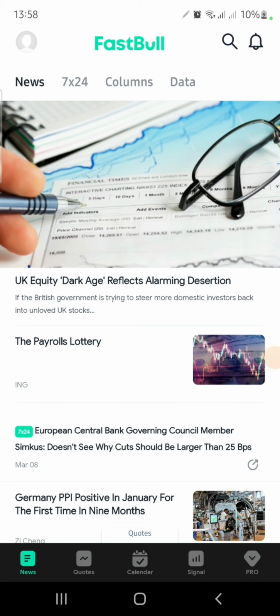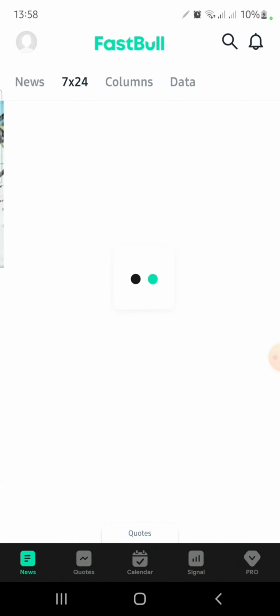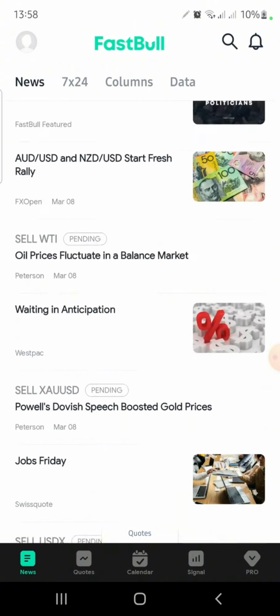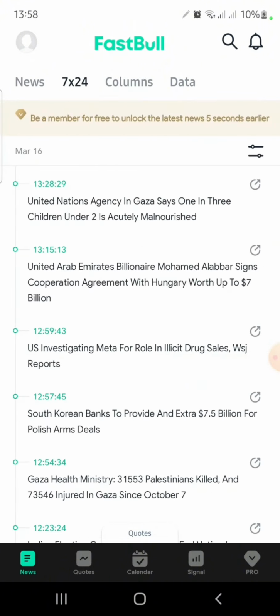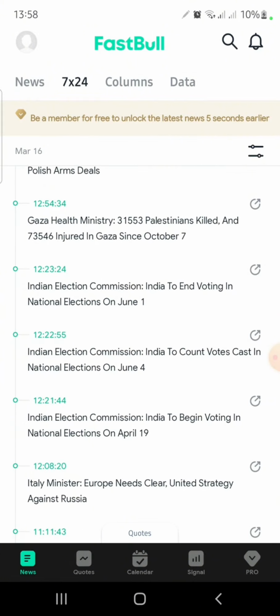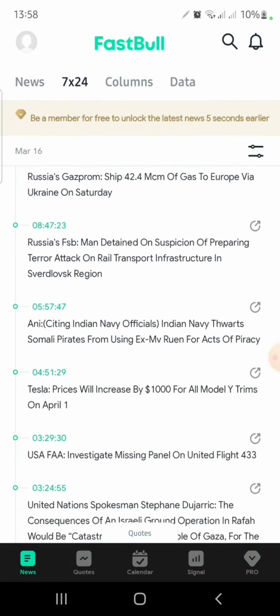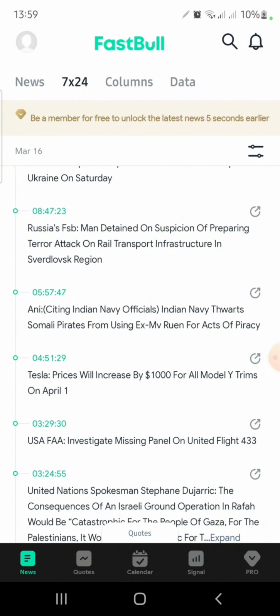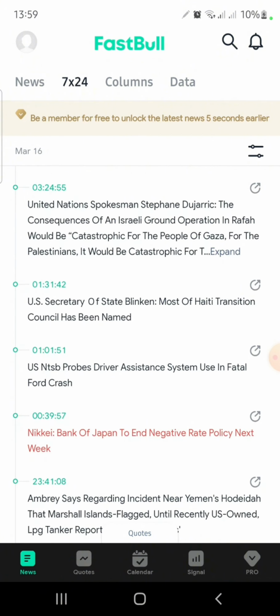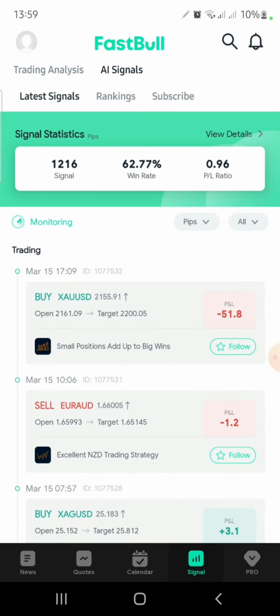The first thing that you want to do is download the Fastable app. Once you download the Fastable app, I will leave a link in the description. You are going to open this app. This is an application which gives you much data about trading, and I think this is a very good thing that we have been missing as traders before. So once you open this, you want to go to the signal section right here.